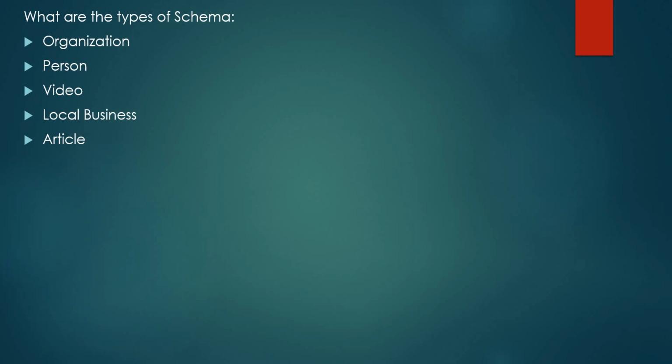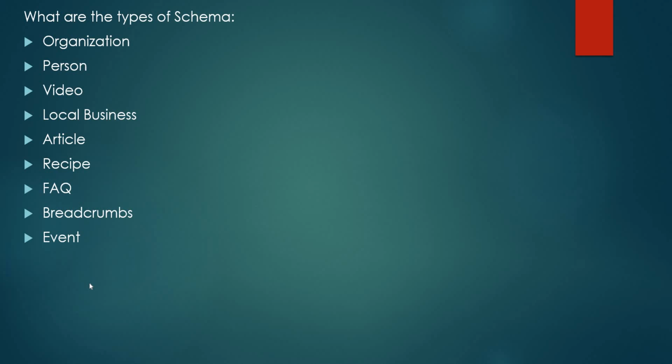The fifth one is article, recipe, frequently asked questions, breadcrumbs, and events. So these are the different schema types. All these schemas are very important, and on a web page you can apply more than one schema. For example, you can apply both the organization schema and video schema, or organization plus recipe. We will see now how you can find these schemas.